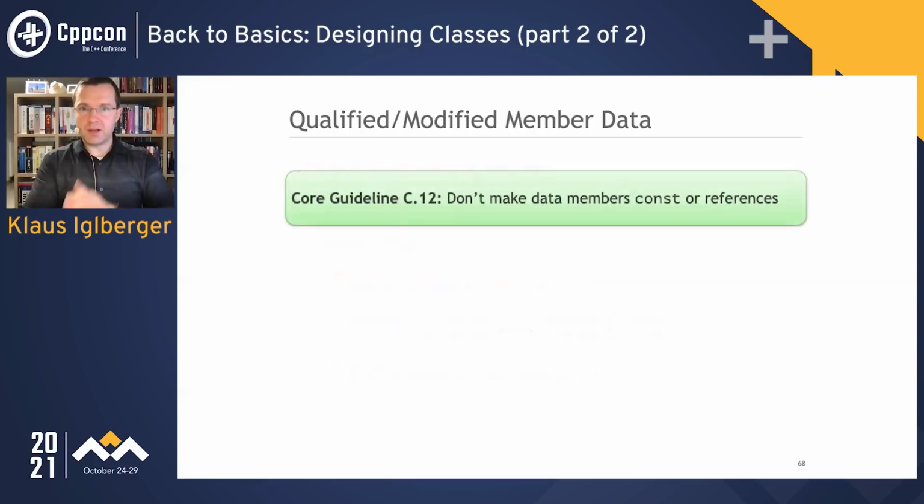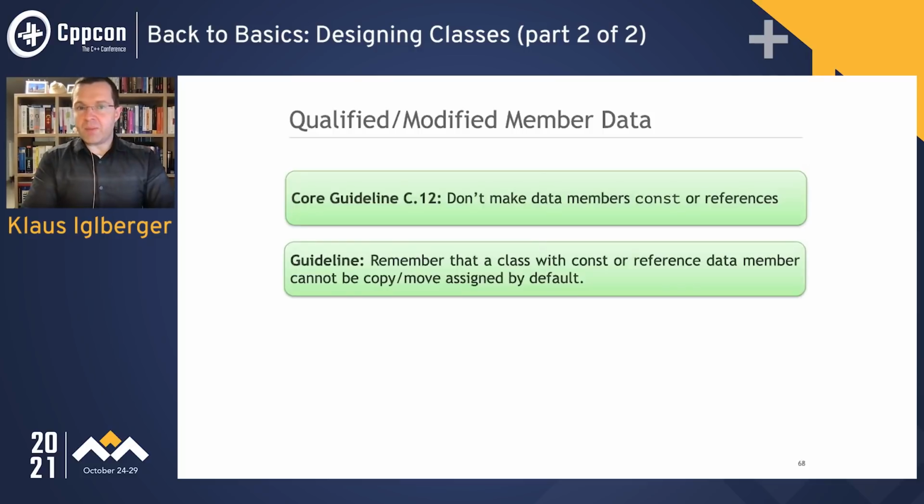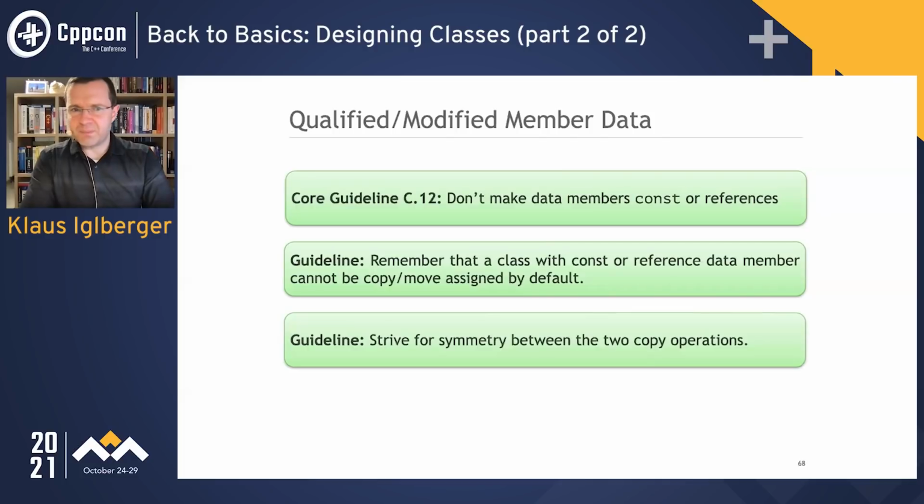So don't make data members const or references. This is what C++ Core Guidelines tell you. And remember that a class with const or reference data members cannot be copy or move assigned by default. You would have to implement these functions yourself. And of course, again, you would have potentially problems with a const member. It just is not great.